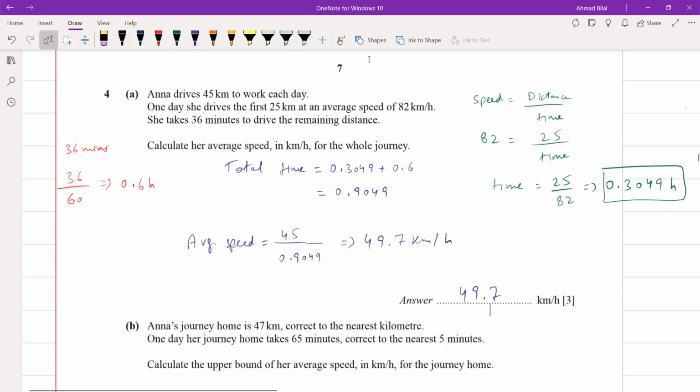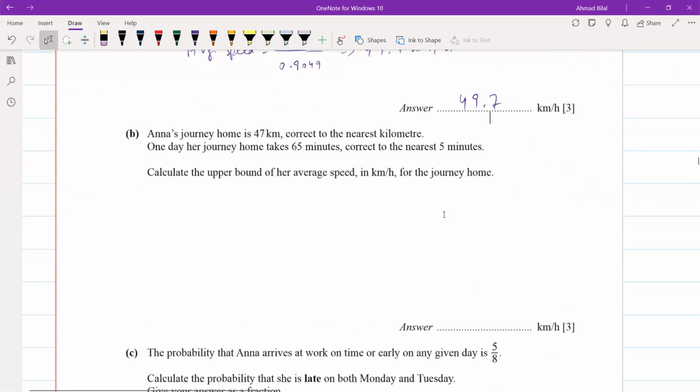Let's look at the second part of this. Second part में वो क्या कहता है? Anna's journey home is 47 kilometers, correct to the nearest kilometer. One day, her journey home takes 65 minutes, correct to the nearest 5 minutes. Achha. Let's think about this. 47 kilometers, correct to the nearest kilometer. On a particular day, her journey takes 65 minutes, correct to the nearest 5 minutes. Okay. Calculate the upper bound of her average speed for the journey home.